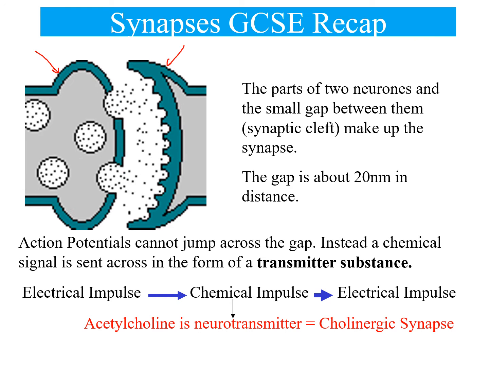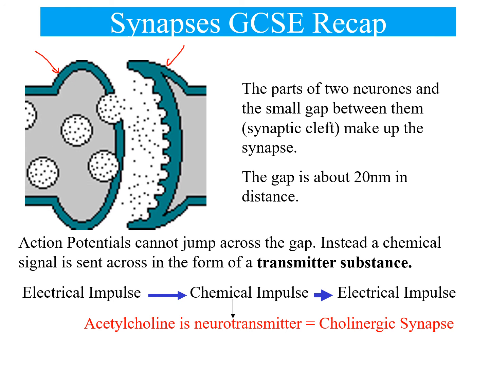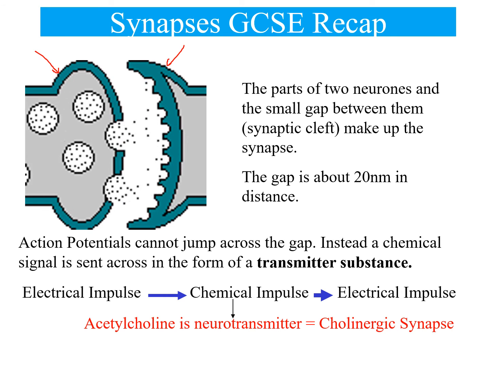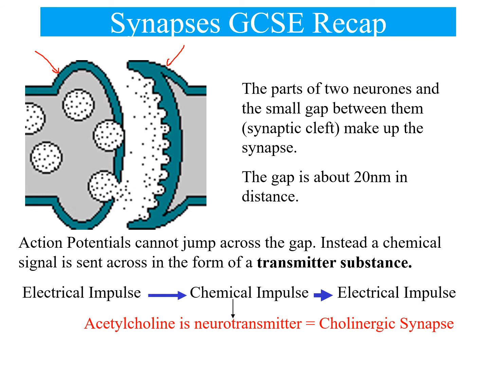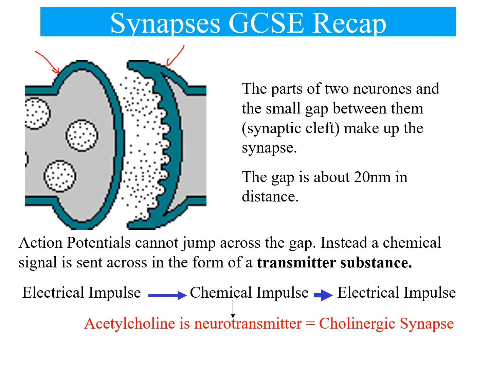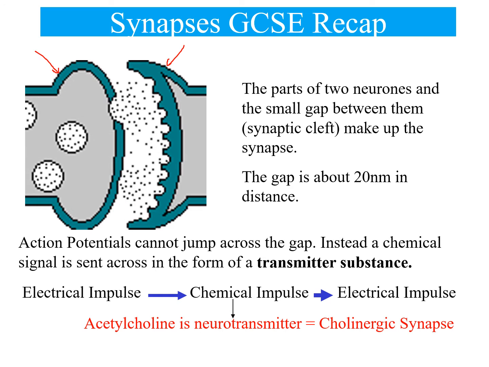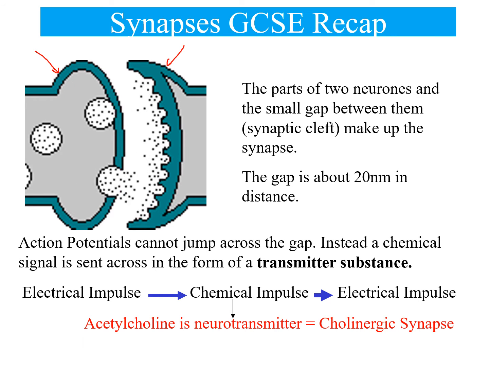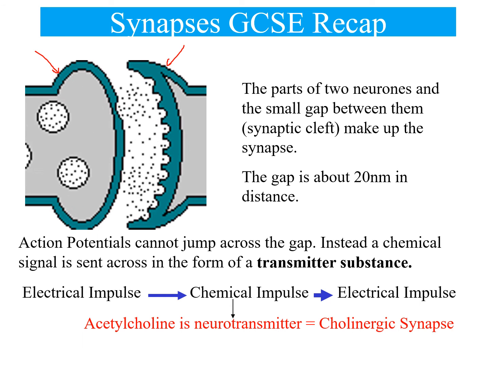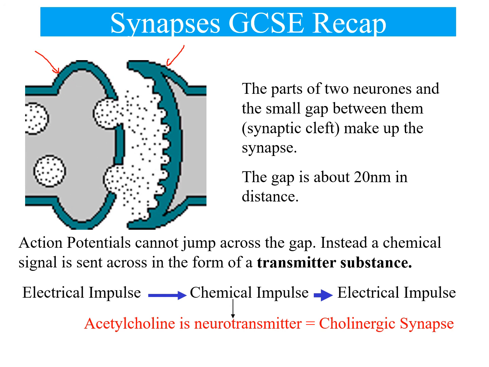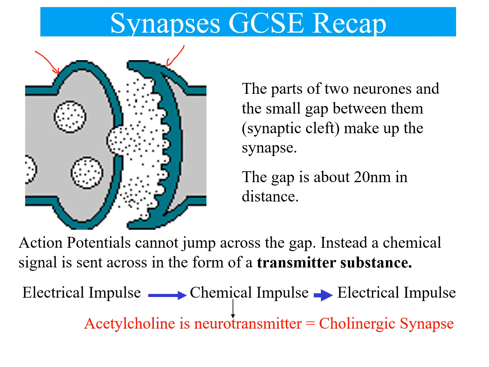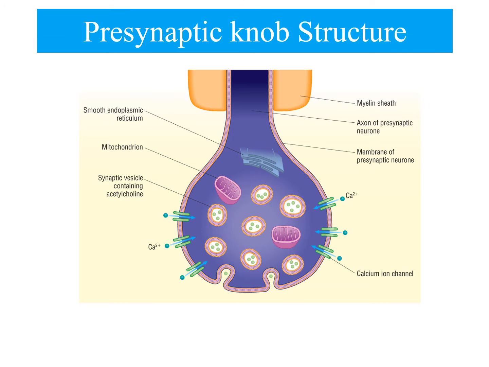So you might think, well, what's the point of this gap? Well, we'll come to that at the end of the session. Basically the action potential, the change in electrical charge, cannot jump across the gap. Instead, a chemical called a transmitter or a neurotransmitter is sent across the gap. So the impulse has to go from electrical to chemical to electrical again. Most of the time we're going to look at acetylcholine as a neurotransmitter, which is what we call a cholinergic synapse. And those are the ones that you're expected to know how they work.